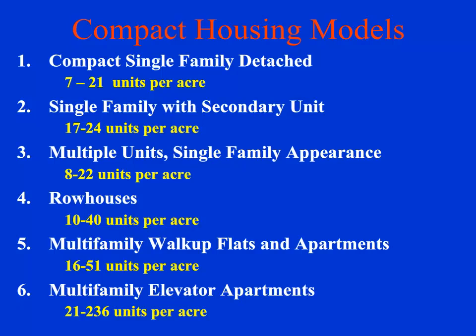Compact single-family detached housing at 7 to 21 units per acre, single-family with secondary units at 17 to 24 units per acre, multiple units with single-family appearance 8 to 22 units an acre, row houses at 10 to 40 units an acre, multifamily at 16 to 51 units an acre, and multifamily 21 to as high as 236 units per acre.